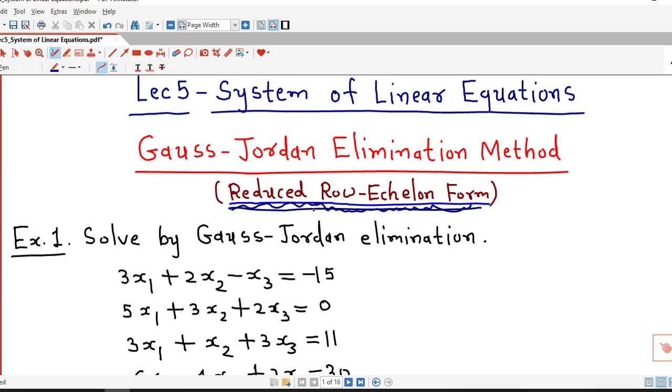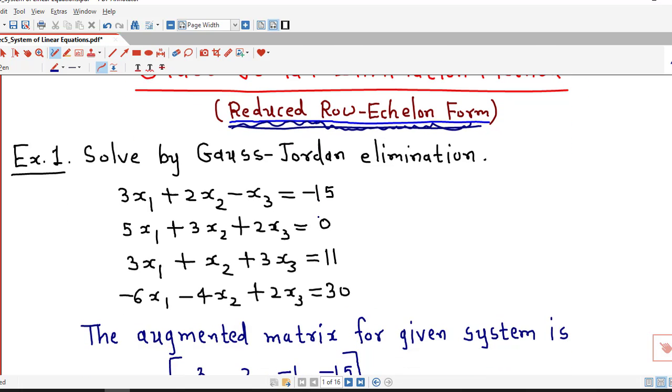So we discuss the method with some examples. We start with example number 1. We are given a system of 4 linear equations in 3 variables x1, x2 and x3. We try to solve this system using the Gauss-Jordan elimination method.